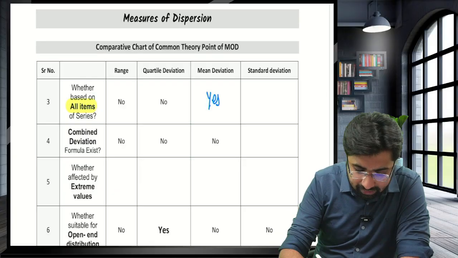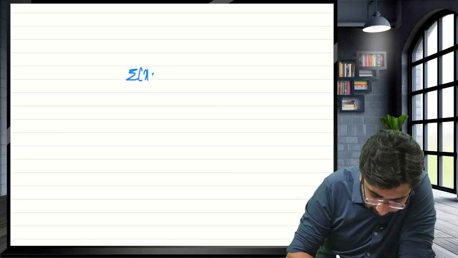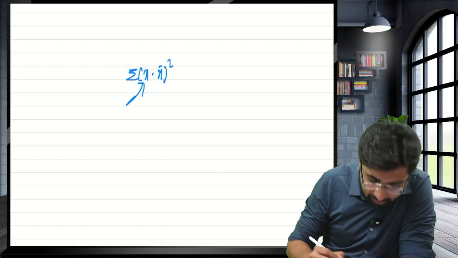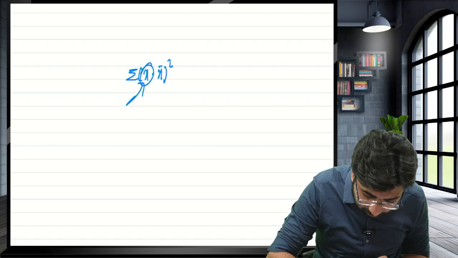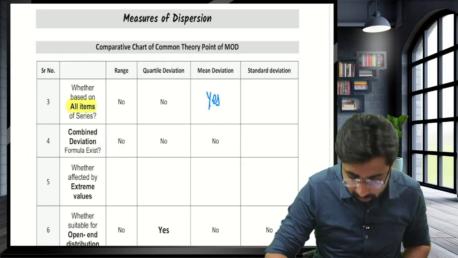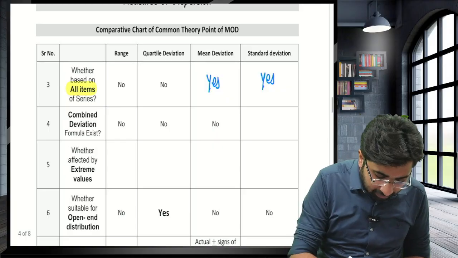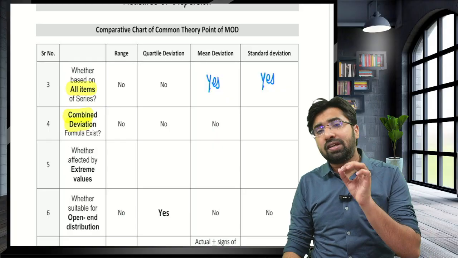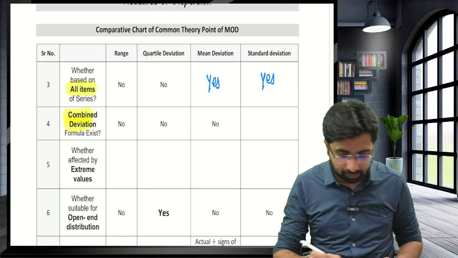And in the same way, guys, standard deviation is also calculated by taking the difference of the sum of squares of all the observations. So yes, this is also considering all the observations. Now guys, a combined deviation formula exists. We have just studied the combined standard deviation formula only and only for the standard deviation.